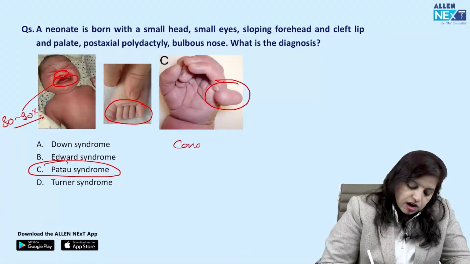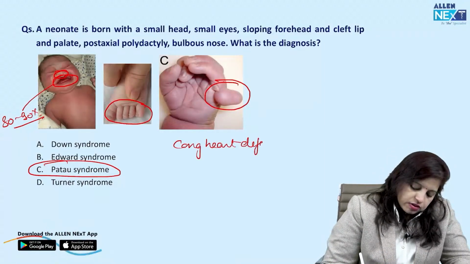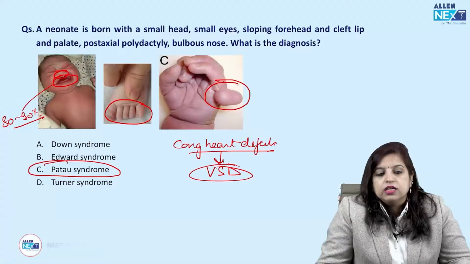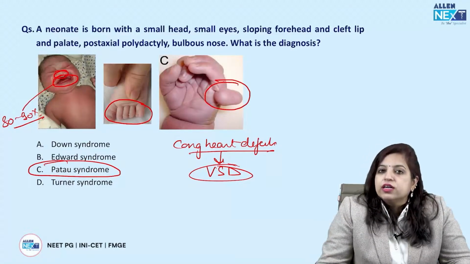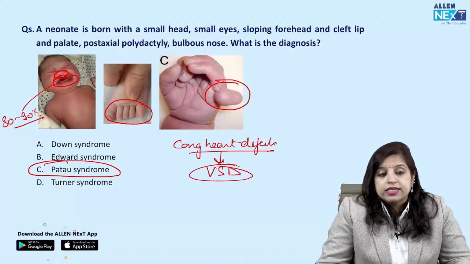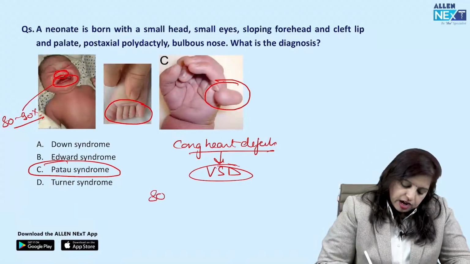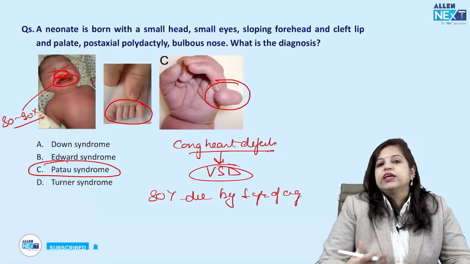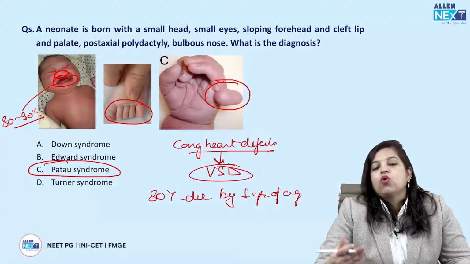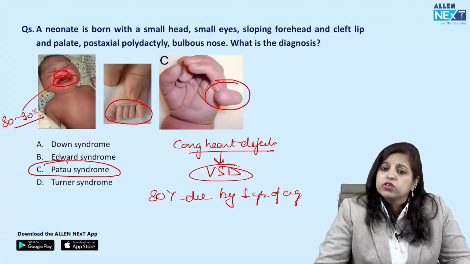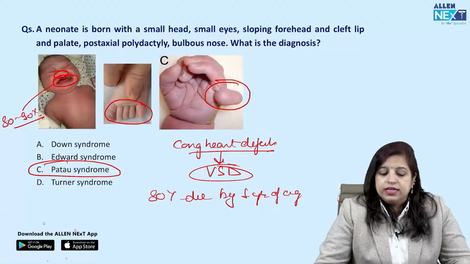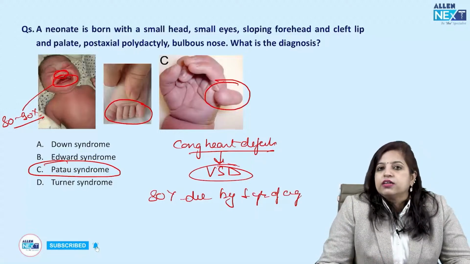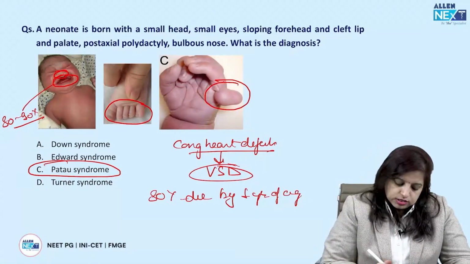Again, congenital heart defects are very, very common, and one of the commonest congenital heart defects, again in this case similar to Edwards syndrome, is the VSD. Then apart from that, these children also have renal defects, scalp defects, undescended testis, and 80% die by 1 year of age. Remember this, right? So when you have a scenario like cleft lip and palate with polydactyly, always think about Patau syndrome. Of course, there are other features also like microcephaly, and again there are genital defects, and heart defects are also there, right? So this is Patau syndrome.